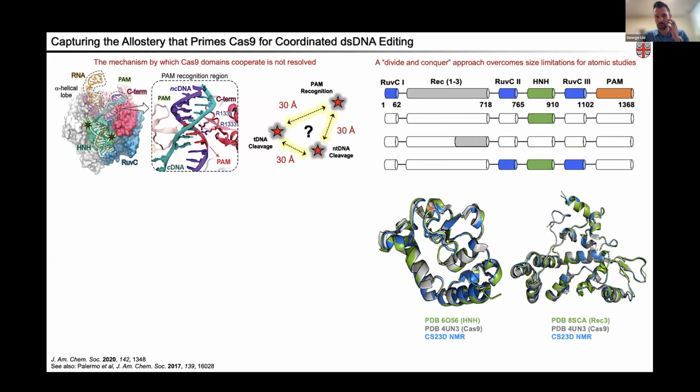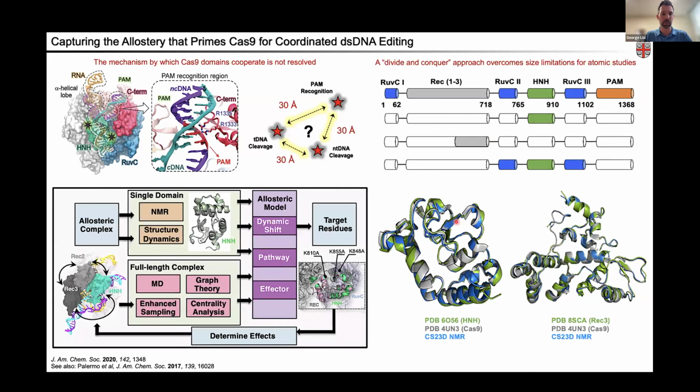We can solve crystal structures of these domains, we can get NMR structures of these domains, and we can relate them back to the structures in the full-length protein and show that they're very, very similar. I should mention here, because I have this figure up, that much of this work is done in very close collaboration with Giulia Palermo, who by pure coincidence is the upcoming speaker after me in this seminar. We've been working together on systems like this for a number of years.